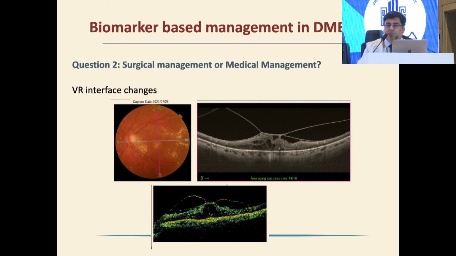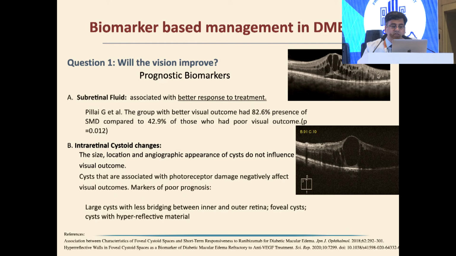Question one, will the vision improve? So there are certain biomarkers which are considered good biomarkers and others which are considered poor prognostic biomarkers. Subretinal fluid is generally considered a better response to treatment and a good visual acuity. Though they may have initial visual acuity poor, their response to treatment is pretty good. Presence of large intraretinal cystoid spaces, especially a large subfoveal cyst spanning through multiple layers of retina, is a poor prognostic marker in terms of visual acuity.